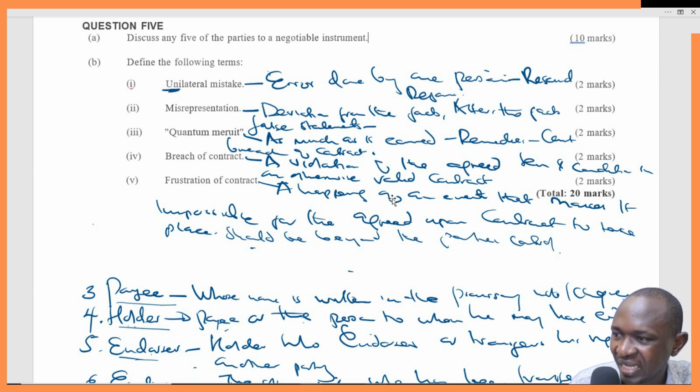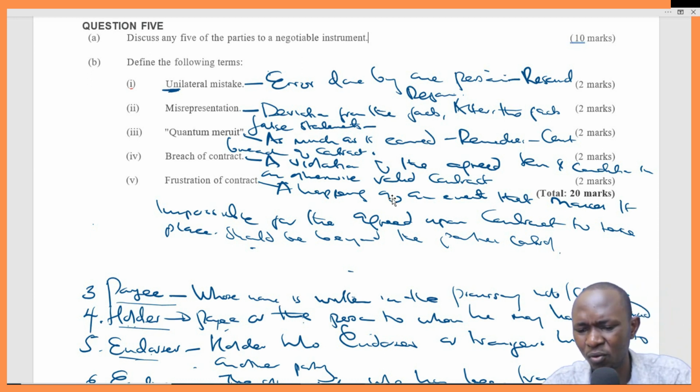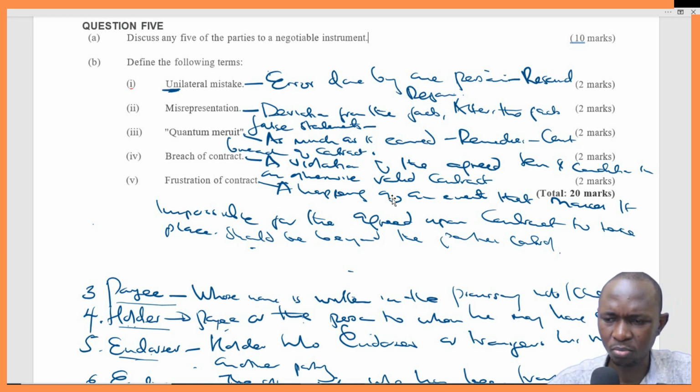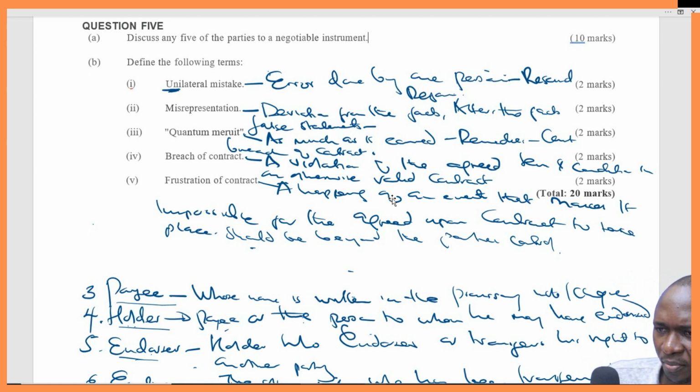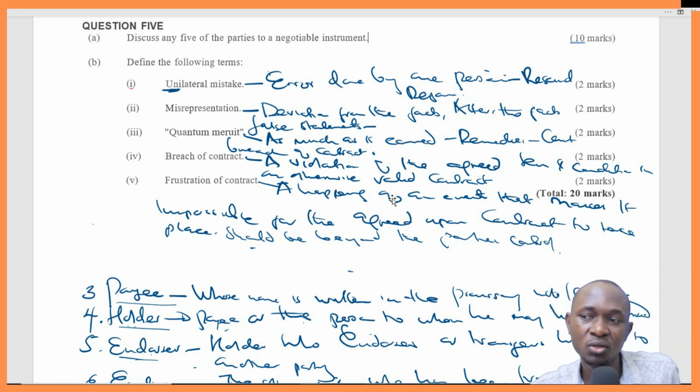We have the negligent misrepresentation, we have the fraudulent misrepresentation, and we have the innocent misrepresentation. There's one where you might be misrepresenting without the intention. There's one where you are misrepresenting with the intention to defraud. There's the other one where you are misrepresenting without really caring what the effects are. Those are the types of misrepresentation. You might want to just mention them, but you need not go a long way into explaining them, because 2 marks is not worth explaining all those.